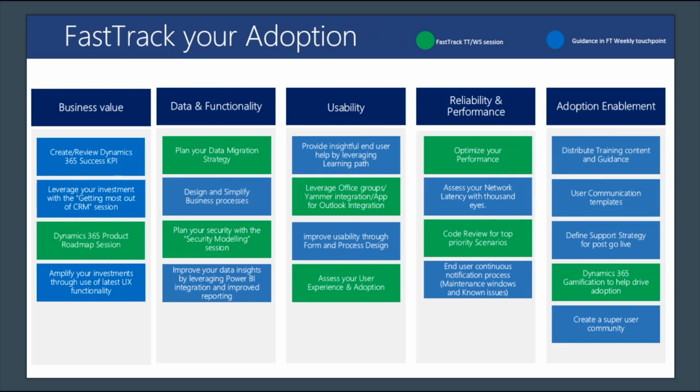And this is another important slide I wanted to show. We've spoken about a bunch of things related to adoption, what we should be doing, and what areas need special attention. But how can fast track help? If you need more help in each of those 5 pillars that we discussed, starting from business value to adoption enablement, we have some other services that align to these. The ones you're seeing in green are services, and the ones in blue are general guidance that you can ask us for, that we can provide through our weekly touch points, or if you have questions, you can certainly reach out to us.